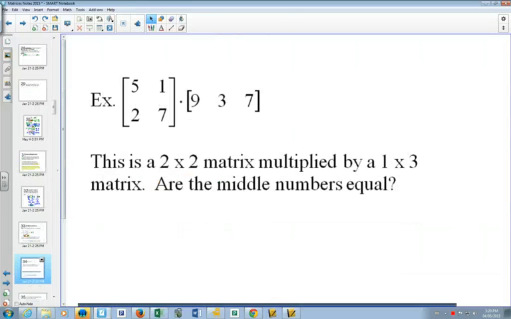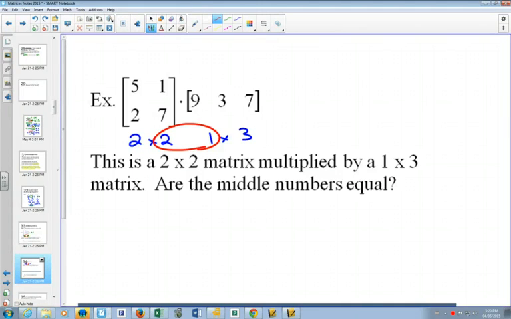Okay? Here we have a 2 by 2, and this one is a 1 by 3. Our middle numbers are not the same, so we can't multiply these together.